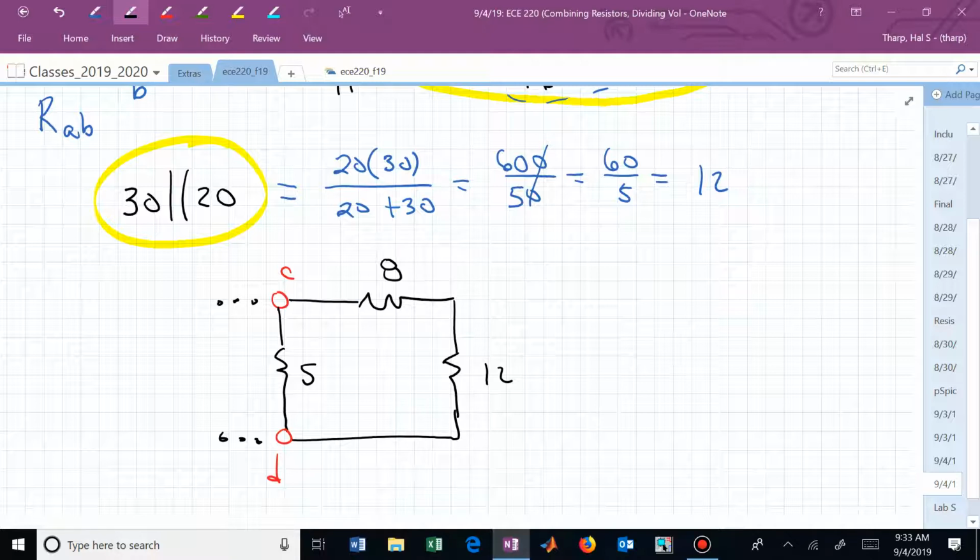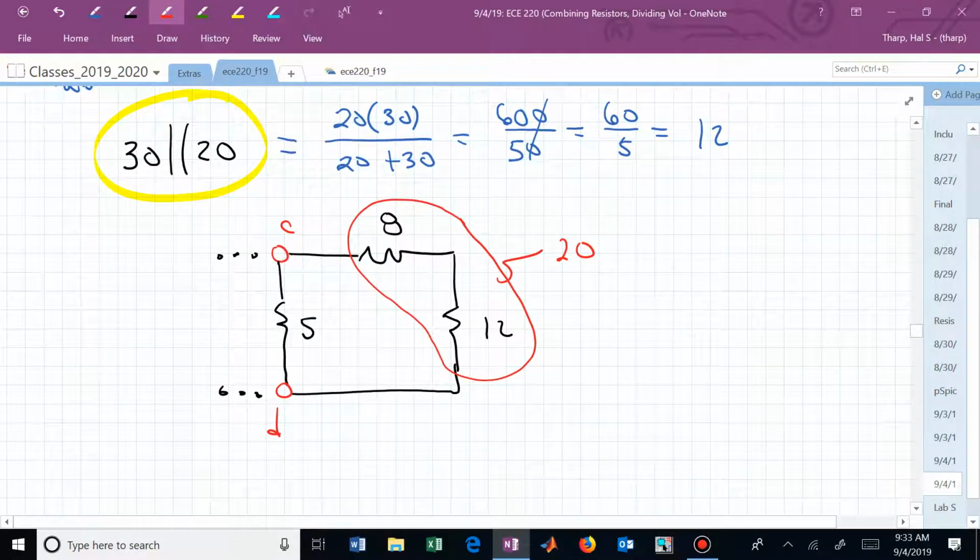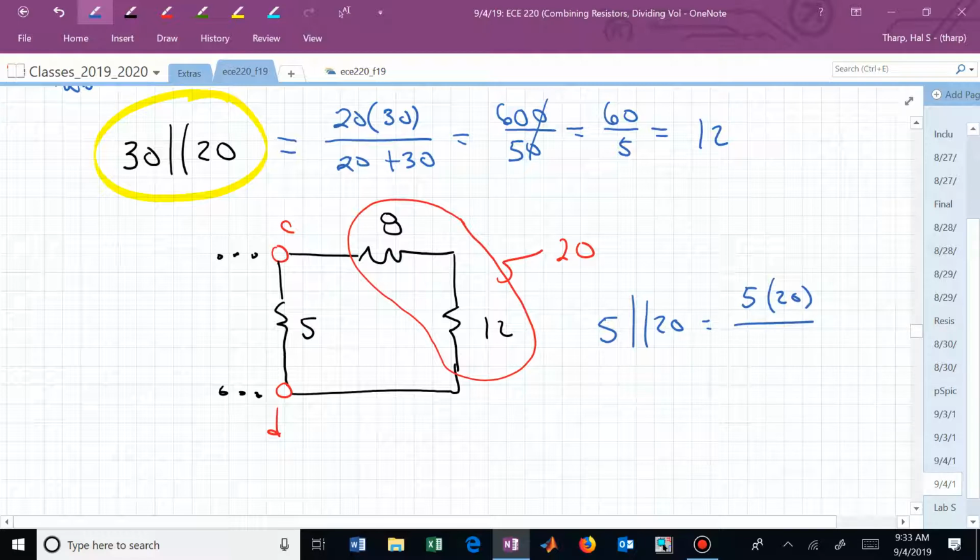And now you know how to simplify this. You know that you can take those two and combine those in series to get 20. And now we have 5 in parallel with 20. And that's now the product of the two divided by their sum.